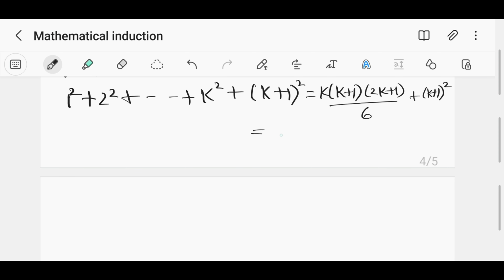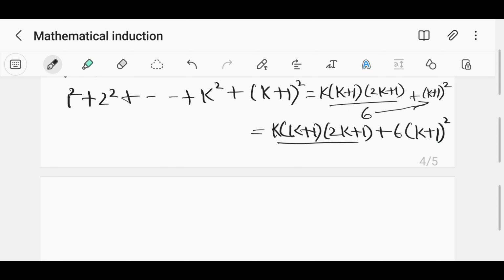So here, don't touch the LHS term, because the LHS is there already. Only the RHS term has to be altered so that we get k plus 1 in place of n. So here let us take the LCM. So LCM 6 goes here. So you get k into (k plus 1) into (2k plus 1) plus 6 times (k plus 1) the whole square, whole divided by 6.